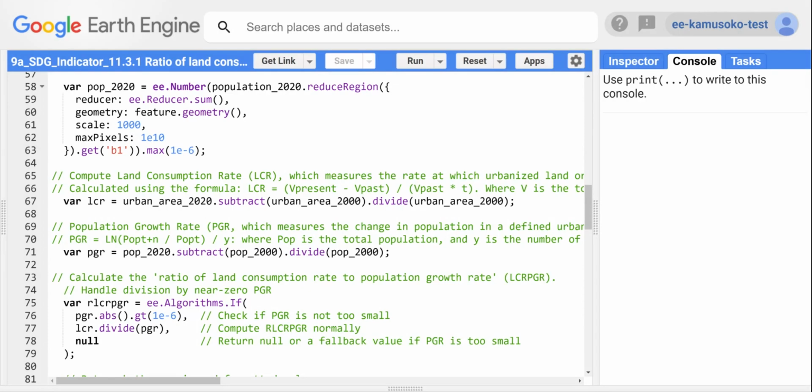Okay, so here we are going to calculate the change in urban area over the 2 decades, and then we are going to normalize it by the urban area in the year 2000. So that is, get the urban area in 2020, then subtract the urban area in the year 2000, and then divide by the urban area in the year 2000. So this is just normalizing.